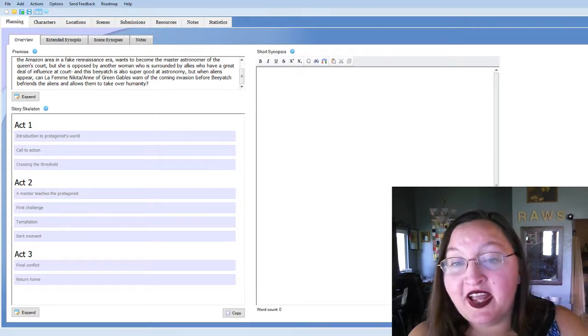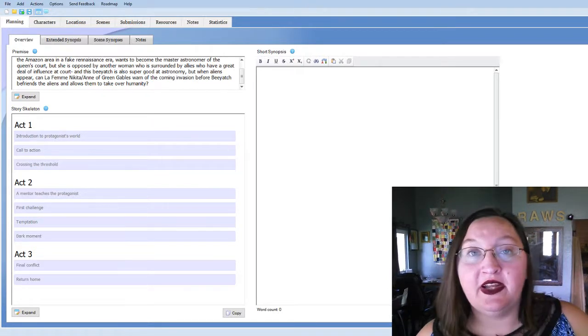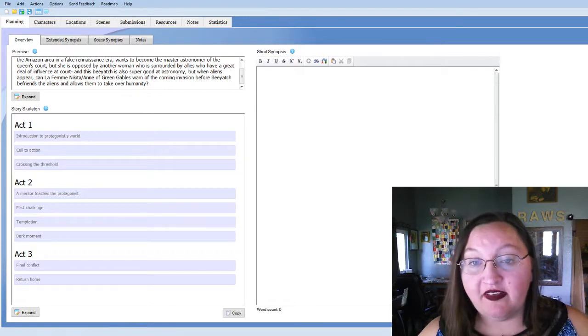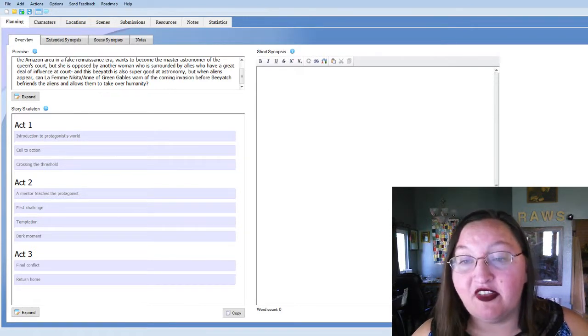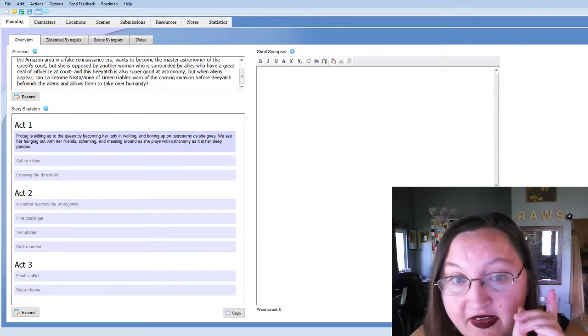Okay, so Protag is sidling up to the queen by becoming her lady-in-waiting and boning up on astronomy as she goes. We see her hanging out with her friends, scheming and messing around as she plays with astronomy, as it is her deep passion. Okay, good. So that's done.